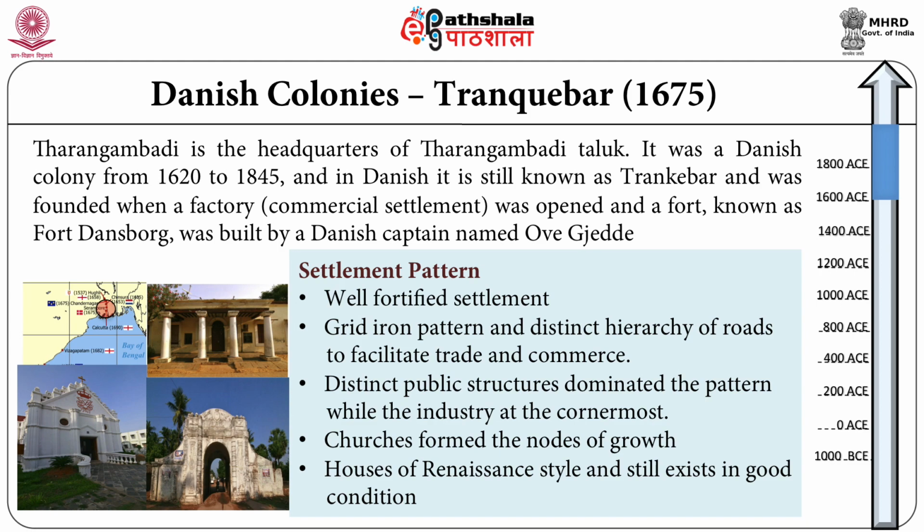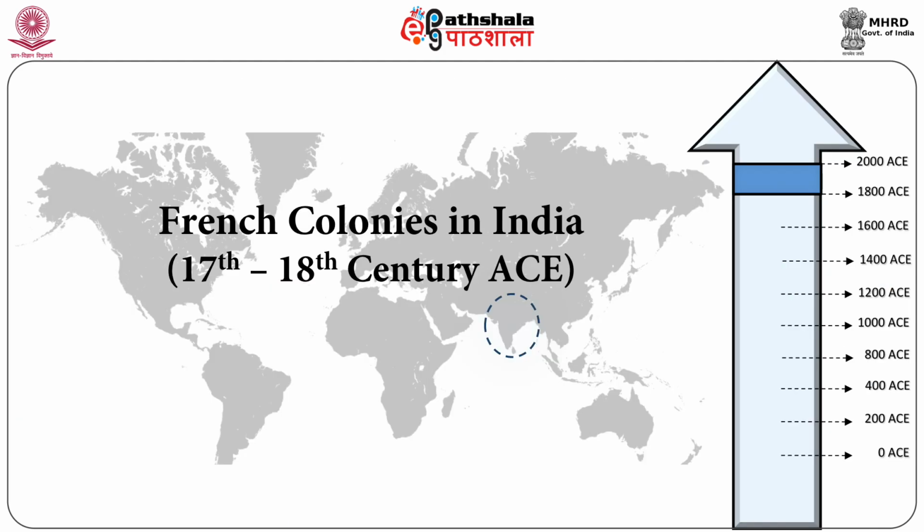There was a grid iron pattern, and there was a distinct hierarchy of roads to facilitate trade and commerce. There were very distinct public structures which dominated the city, and there were churches which formed the nodes of growth. Houses were of Renaissance style. And that was the characteristic pattern of the settlement in the Danish period.